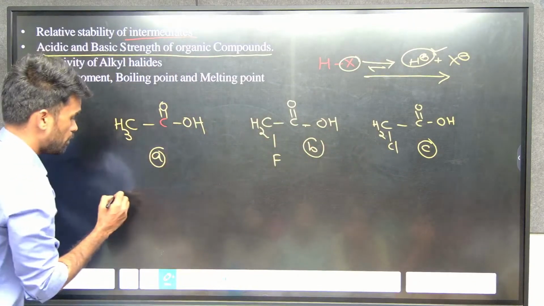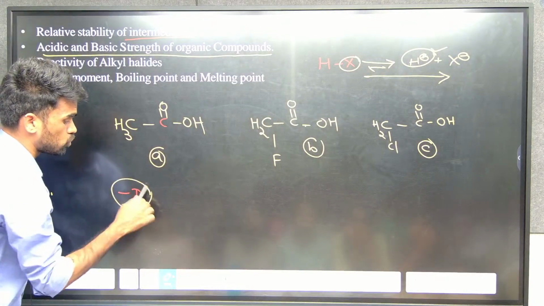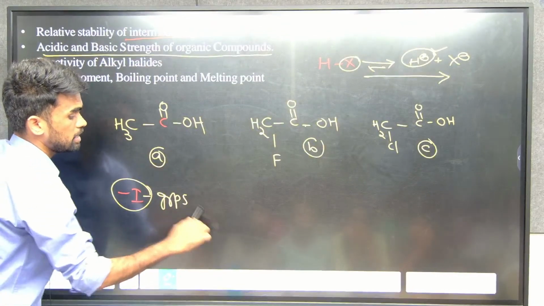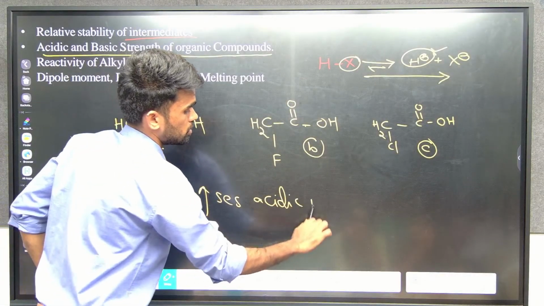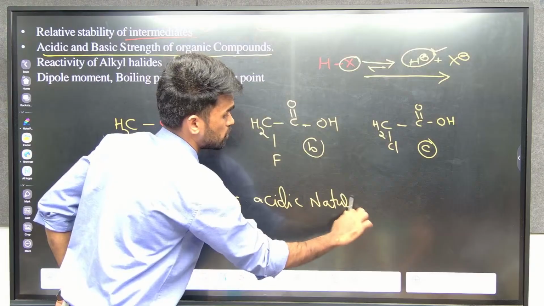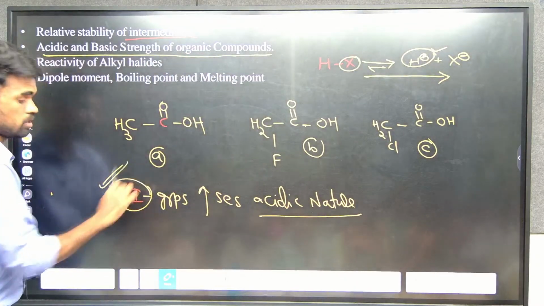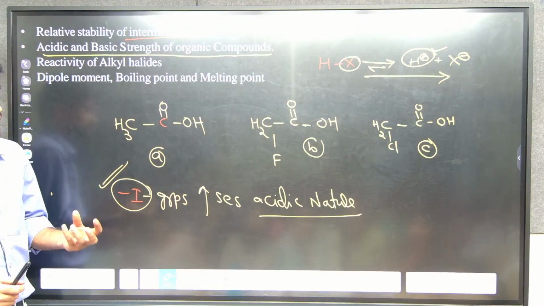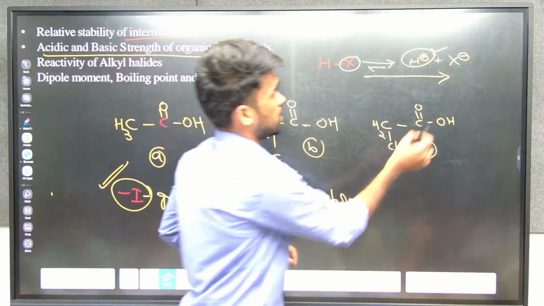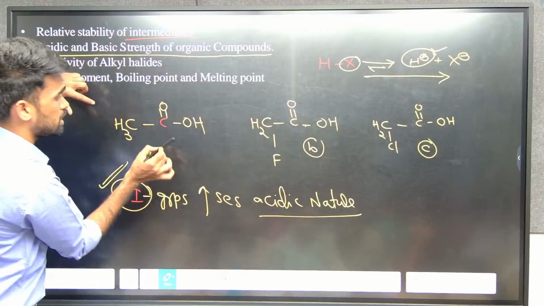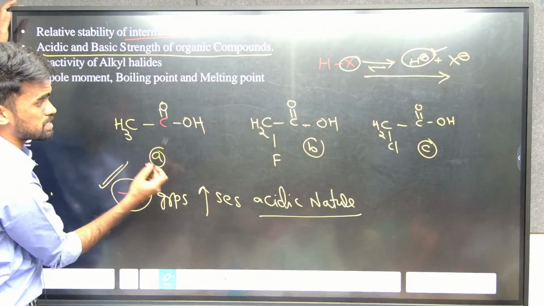See, minus I groups increase the acidic nature of the compounds. Acidic nature of the compounds is increased by which groups? Minus I groups. You might be wondering, sir, why minus I groups increase the acidic nature? Because after releasing H plus ion, just remove the H plus ion. Which H plus ion is more acidic here?